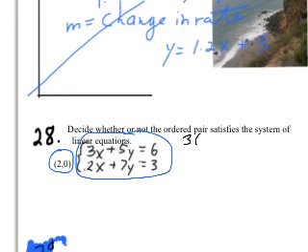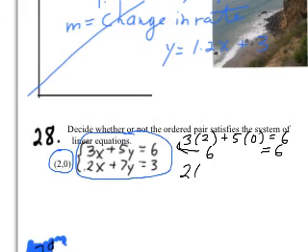3 times our x is 2. We just plug it in. Plus 5 times the y, which is 0, equals 6. Okay, 3 times 2 is 6. 5 times 0 is 0. So 6 equals 6. Okay, good. Satisfies that one. Now let's try the other one.